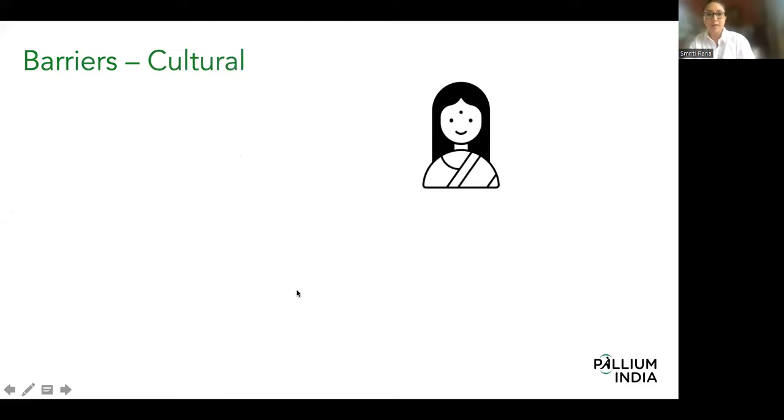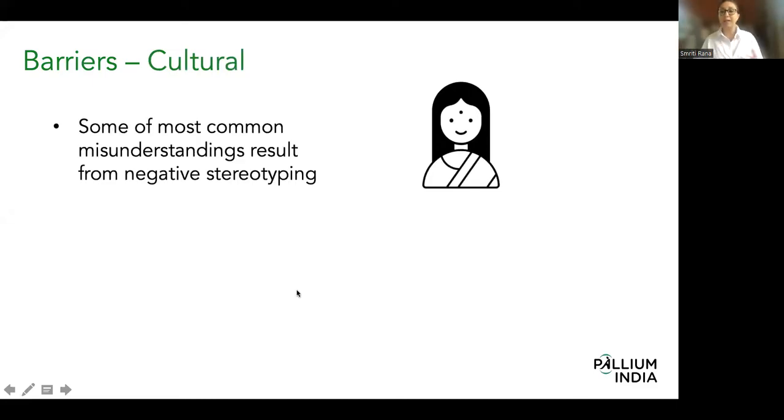And cultural barriers, of course. Some of the most common misunderstandings result from negative stereotyping. It could be about gender, it could be about age, it could be all kinds of things. How many of you have had the experience that they want to just talk to a man and prefer not to talk to a woman? Alice, I can see you nodding vigorously in agreement. Yes, yes. I had one experience the same. I am the caregiver, but the doctor is asking somebody who is a man to talk. Then I said, no, I am the caregiver and I'm his wife. You have to talk to me. And he's reluctant to talk to me.